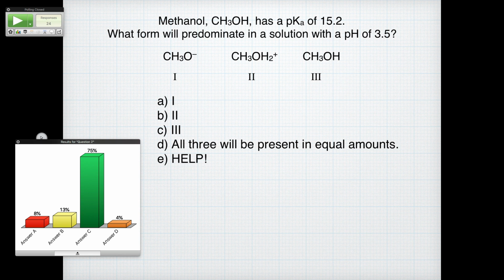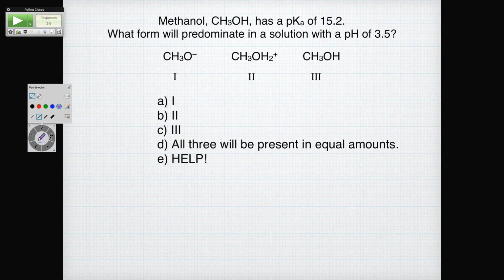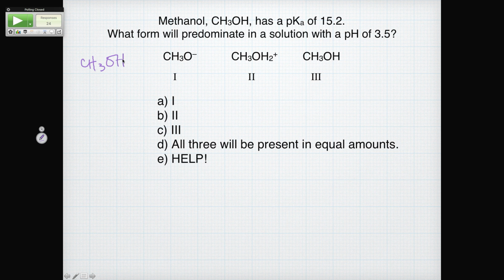Look at that. I got every answer except E. Okay, so which will predominate in a solution with a pH of 3.5? I had glare. I couldn't even read it. So if your compound is this, what is the conjugate base? H3O-.